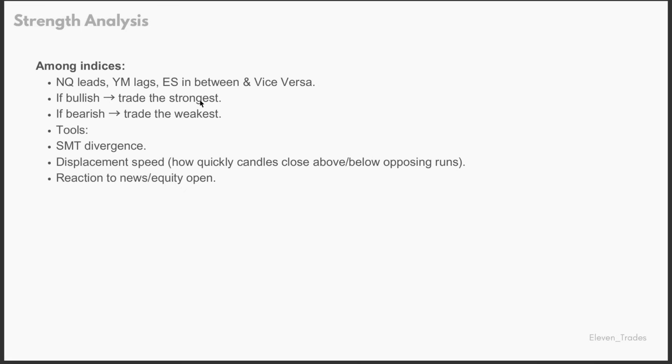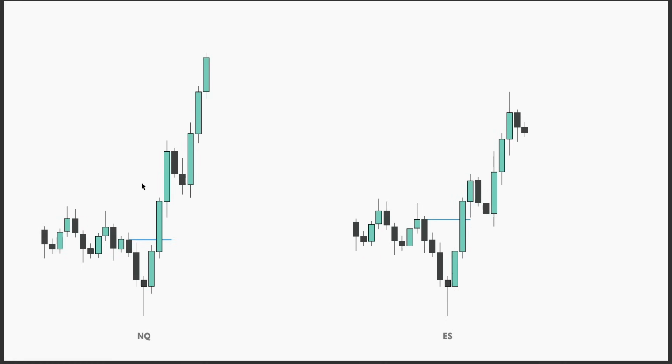And if we have a bearish daily bias and the YM is leading, that will lead me to short the NQ, because YM is kind of that confirmation for the NQ to go higher or lower. Now the tools that are used for the strength analysis are the SMT divergence, displacement, and the reaction to the equities open or news. You can see it here in the schematics.